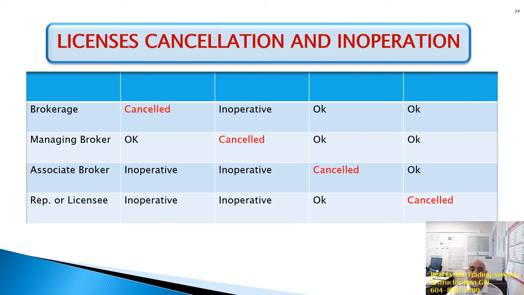Okay, if the managing broker loses his license, then all 3 of the other organizations will be inoperative. They cannot do any work. If the associate broker loses his license, all 3 other organizations are still able to perform their duties, perform the work. Okay. If the rep loses his license, all other 3 are still allowed to do their work.